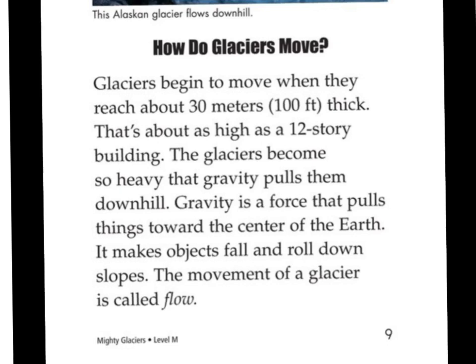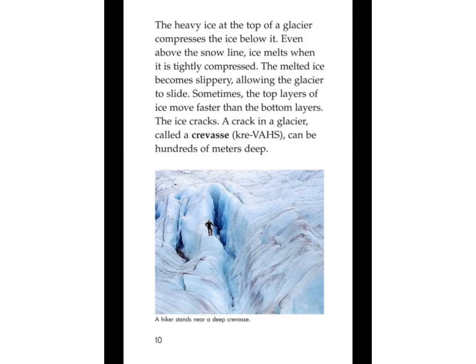Well, the glaciers become so heavy that gravity pulls them downhill. Gravity is a force that pulls things toward the center of the earth. It makes objects fall and roll down slopes. What are slopes? Pendientes o cuestas. The movement of a glacier is called flow. Well, they have flow. The heavy ice at the top of a glacier compresses the ice below it.